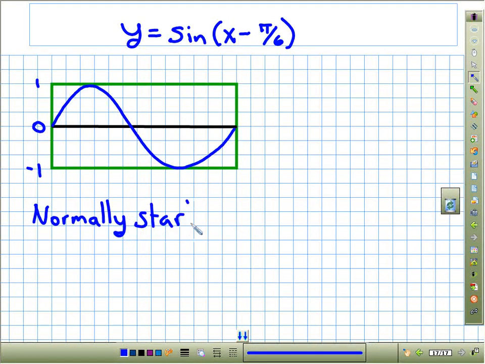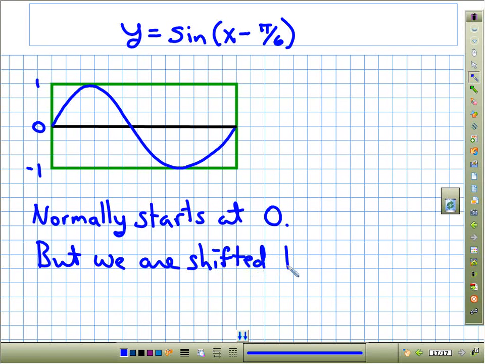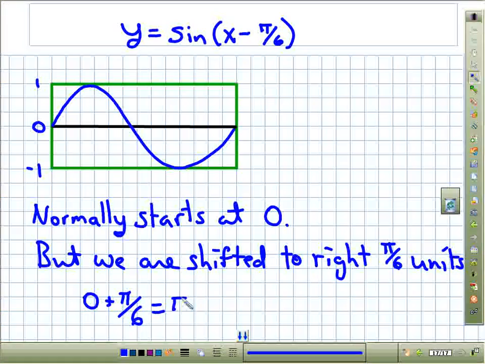Normally it starts at what number? At 0, right? But we're shifted to the right pi/6 units, right? Now look and see where we start. We go 0 plus pi/6. So where are we starting? Pi/6. So this point right here is pi/6. We're not starting at 0. We're starting here, a little ways to the right, at pi/6.